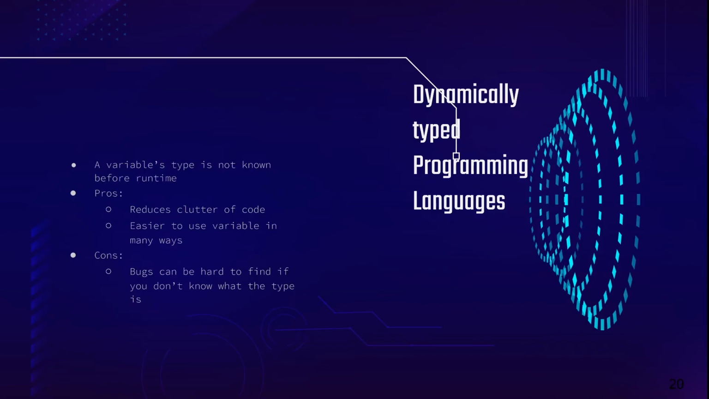Dynamically typed programming languages. This is when a variable's type is not known at runtime. So the pros are that it can reduce the clutter of code. It's a lot easier to use variables and manipulate them however you want. But the cons are that it's hard to debug, though when you're having errors with the types and there's some kind of conversion, it can be a little easier than just saying, well, I don't even know what type it is. So yeah, the cons can be really hard to find if you don't even know what the type is.